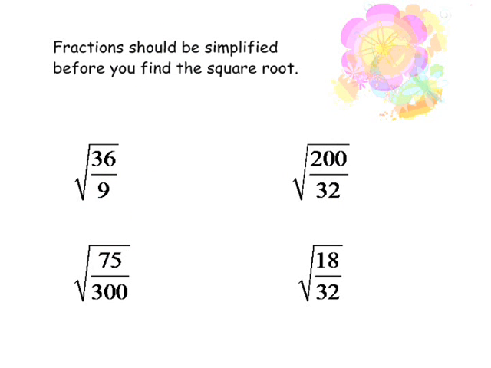Fractions should be simplified before you find the square root. The square root of 36 over 9. Well, 36 divided by 9 is 4, so this means the same thing as the square root of 4. And the square root of 4 is 2.